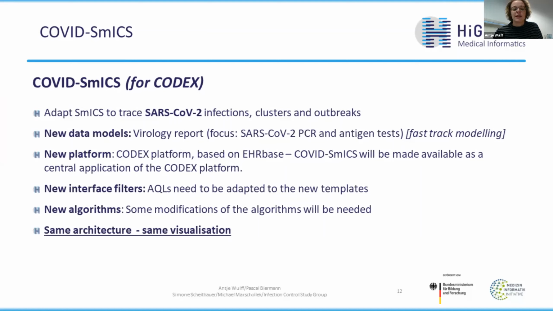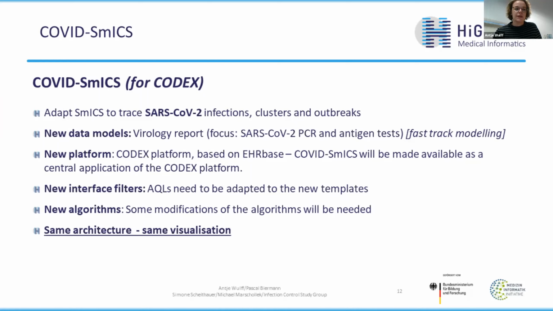Therefore, we of course need new data models, for example, the biology report, but it was very good that these are not as complex as the microbiology ones. This was very good. And we already modeled some things on PCR and RNA tests and antigen tests and antibodies. However, this was all done in fast track modeling, and we will need more review rounds to really condense them.